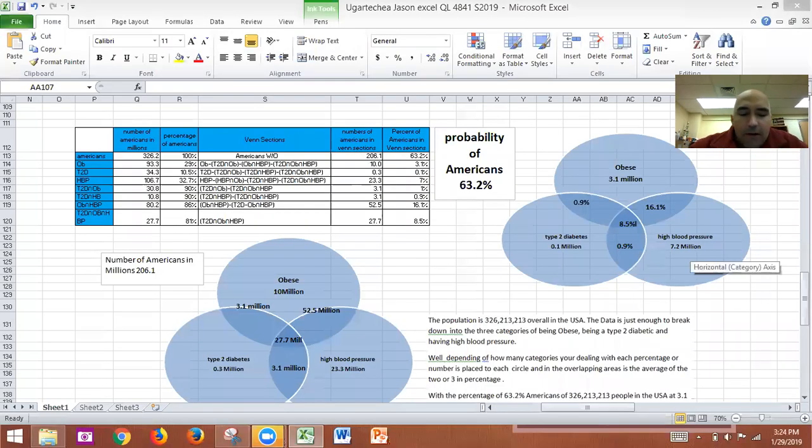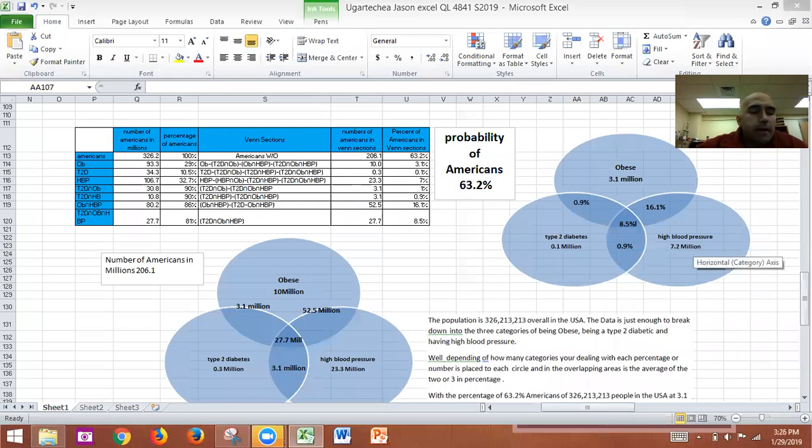From what we can see here, the population is around 326 million overall in the U.S. The data is just enough to break down into 3 categories: being obese, being a type 2 diabetic, and having high blood pressure. Depending on how many categories you're dealing with, a percentage or a number is placed in each circle and overlapping area, the average of the 2 or 3 in percentage.